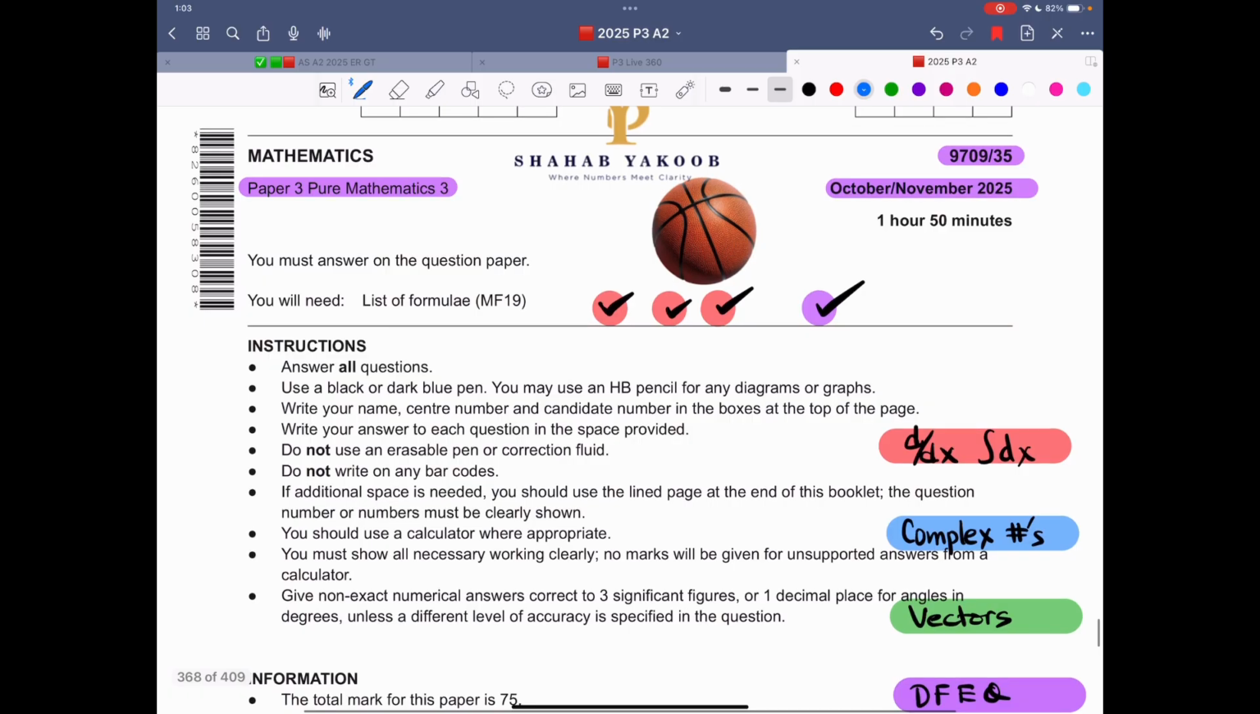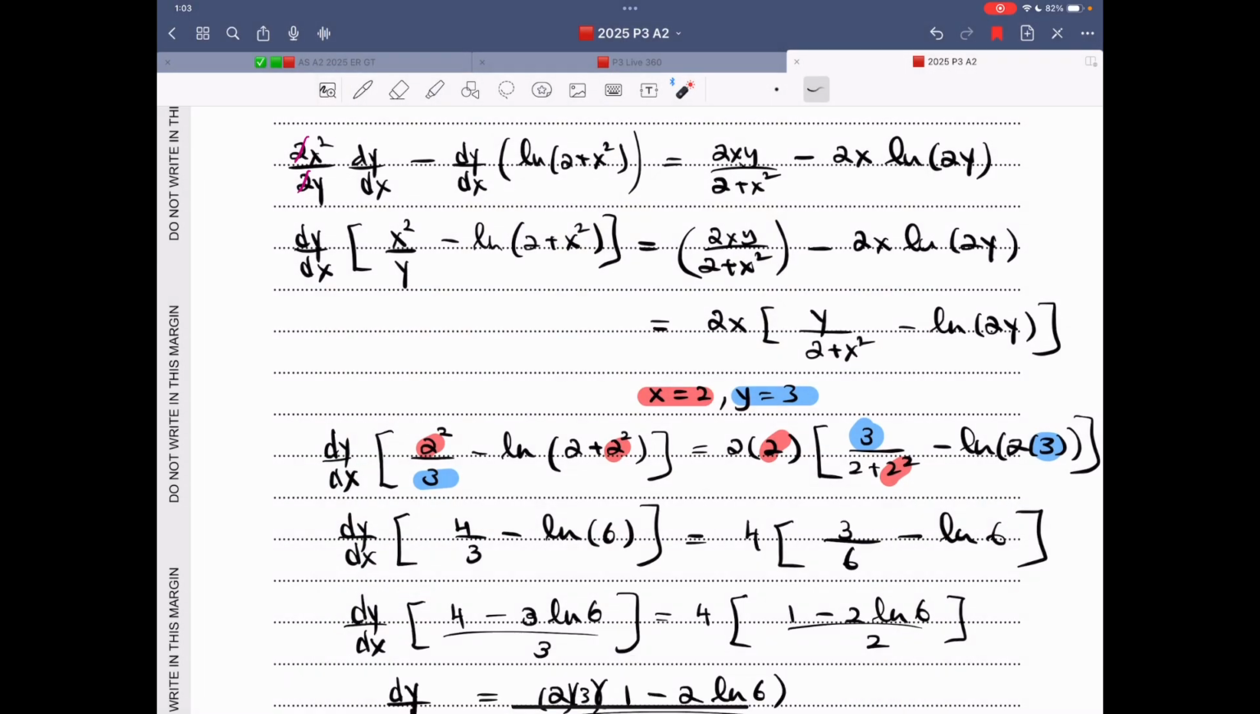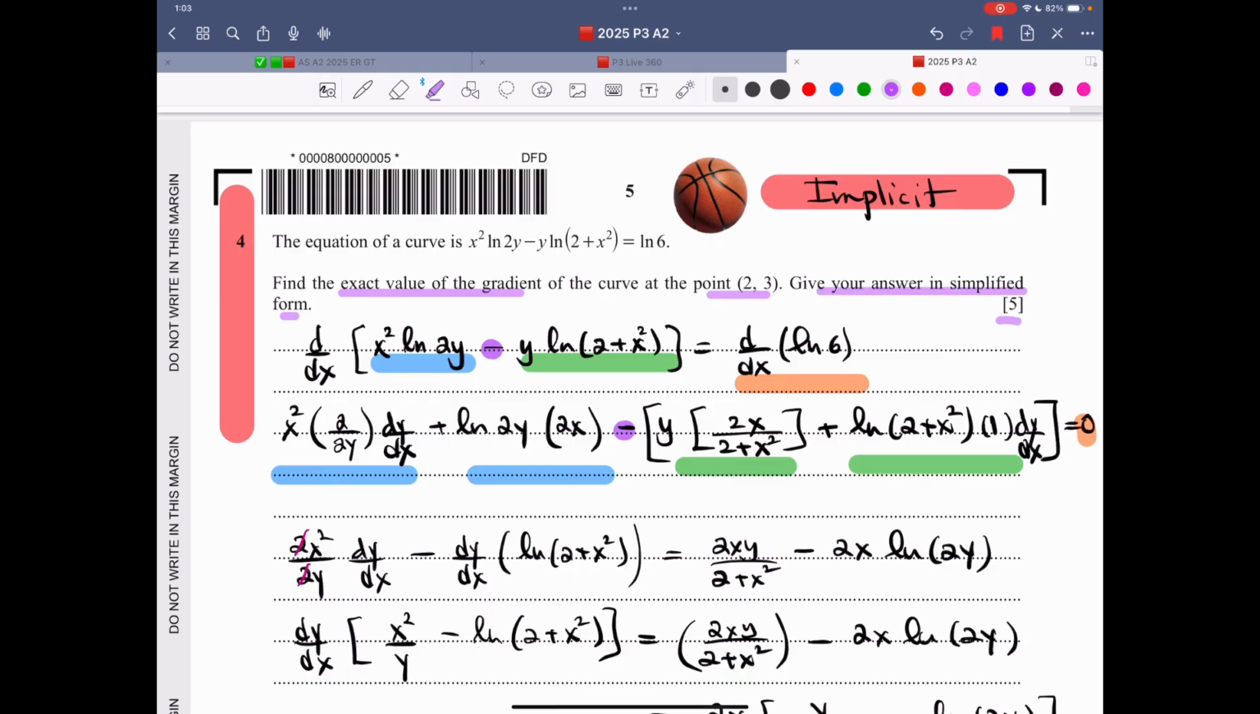Now there are three questions related to differentiation and integration. Let's have a look at the first question. This first question is about differentiation of implicit equations. It says the curve has this equation. It involves ln and it's implicit. Find the exact value of the gradient of the curve at the point (2, 3). Give your answer in a simplified form, 5 marks.